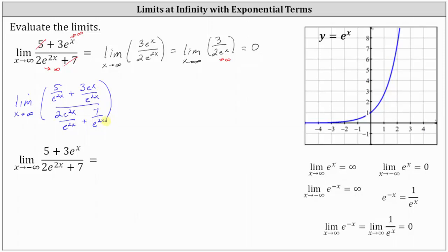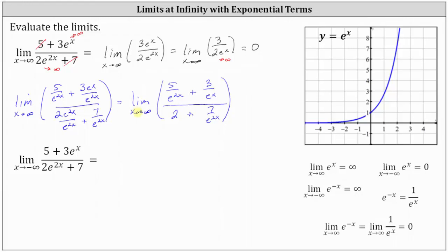As x approaches infinity, then we simplify. In the numerator, 5 divided by e to the power of 2x doesn't simplify, plus 3 e to the x divided by e to the power of 2x simplifies to 3 divided by e to the x. In the denominator, 2 times e to the power of 2x divided by e to the power of 2x simplifies to 2. And then we have plus 7 divided by e to the power of 2x as x approaches infinity.